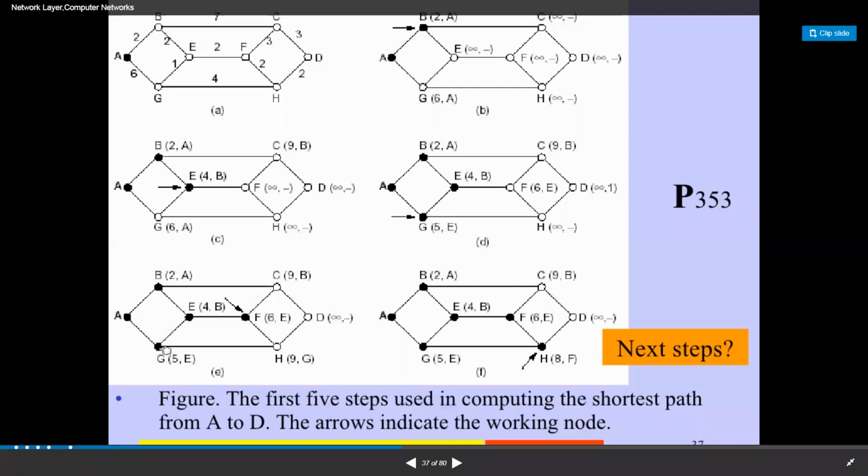Now we have G to H, which is 4, and G to E and E to F, we have 3. So we are moving here. Now we are at F. F to H and F to C. F to C is 3 and F to H is 2. Now we are at H. So A to H and H to D. The route will be A to B, B to E, E to F, F to H, and H to D. This is the brief I have given for your understanding.